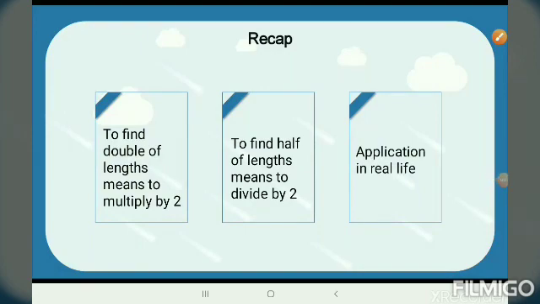Recap of today's class. To find double of length means to multiply by 2, and to find half of length means to divide by 2, and application in real life.